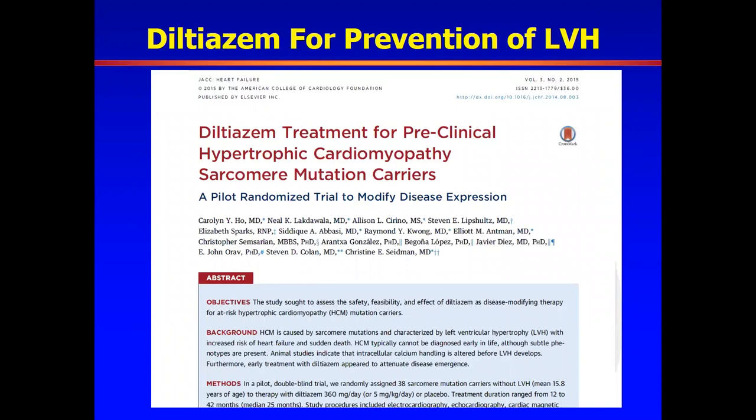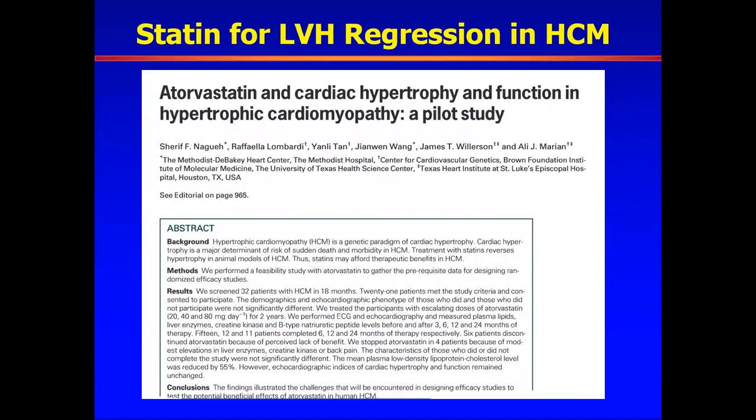What turned out to be statistically significant in this study was an end-diastolic dimension that increased more with growth in the HCM mutation carriers who received the drug than those who did not receive the drug. So some sort of a signal, you can say a positive signal, but more needs to be done.